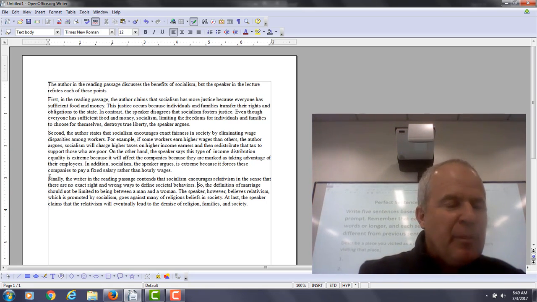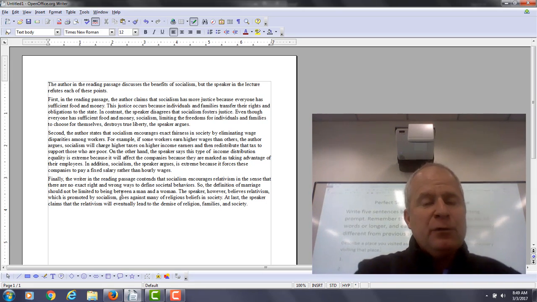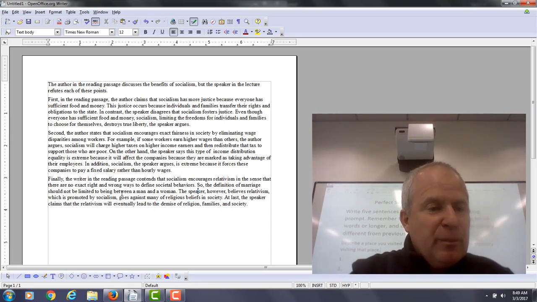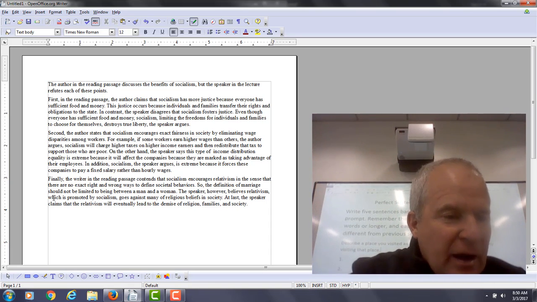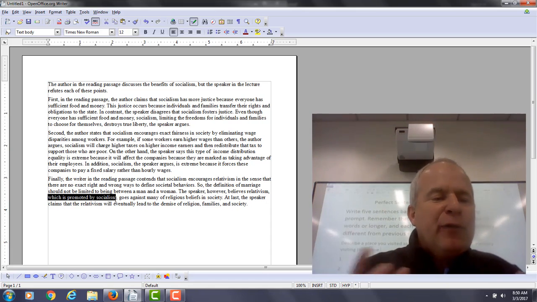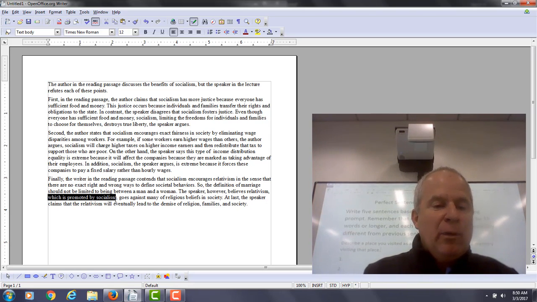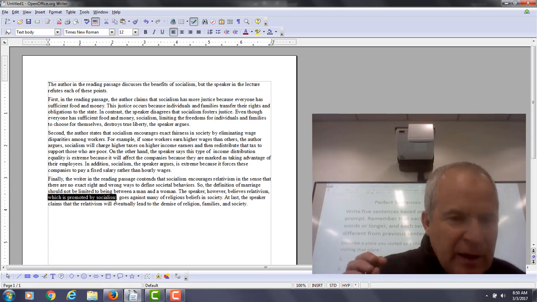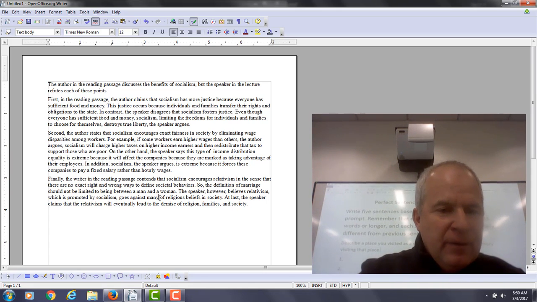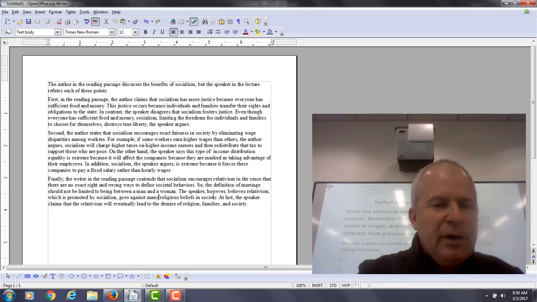So, the definition of marriage should not be limited to being between a man and a woman. The speaker, however, believes relativism, which is promoted by socialism, and I like how you did that. I love this adjective clause here. And it's a voice marker even. I like it. It's connecting it back to what was said in the reading passage. It goes against many, you might say here, many religious beliefs in society. At last, the speaker claims that relativism will eventually lead to the demise of religion, families, and society.